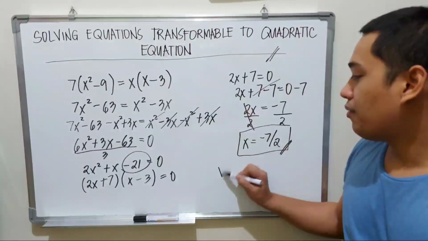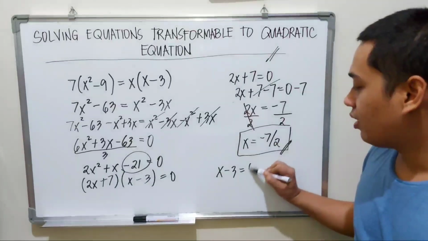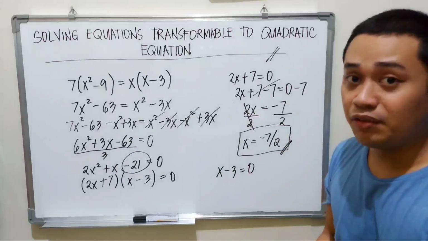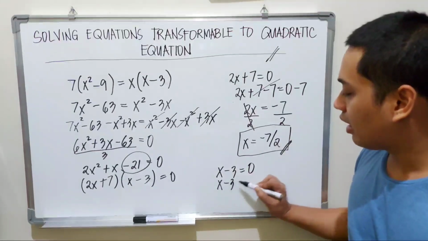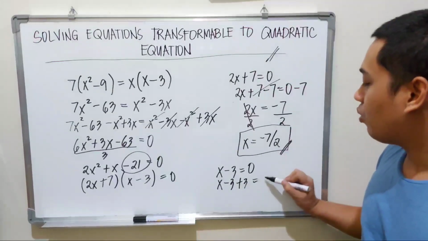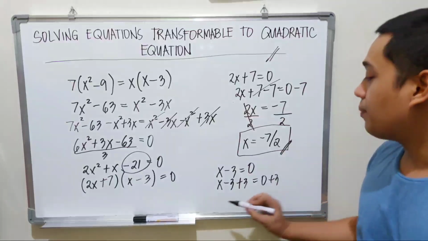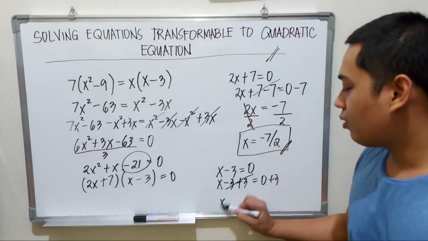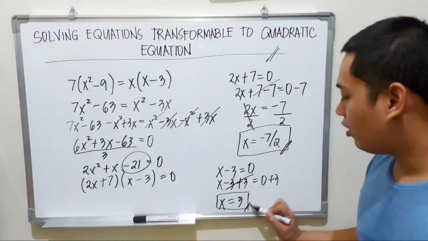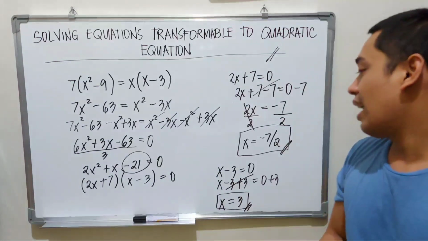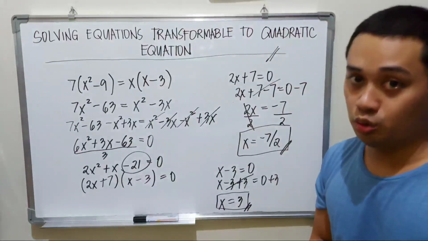Next, we also have x minus 3 equals 0. Adding the negative inverse of negative 3, then we have x minus 3 plus 3 equals 0 plus 3. Canceling this out, we have x equals 3. So the two values of x are 3 and negative 7 over 2.